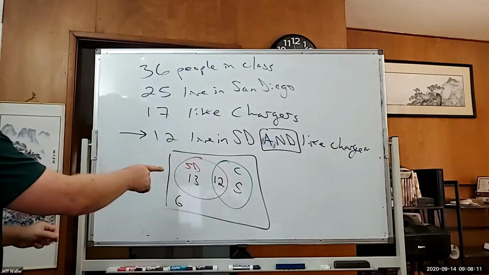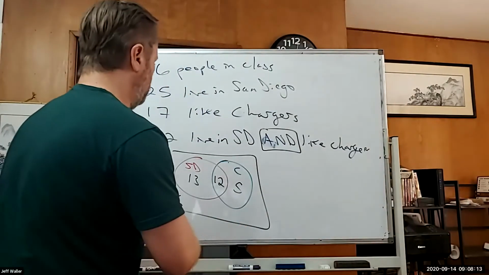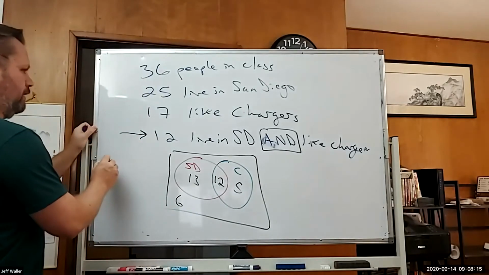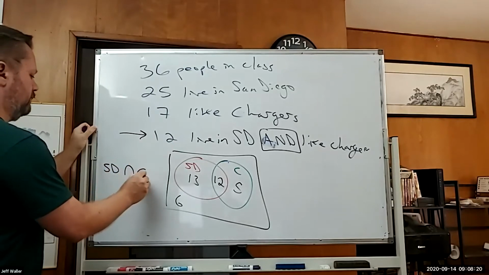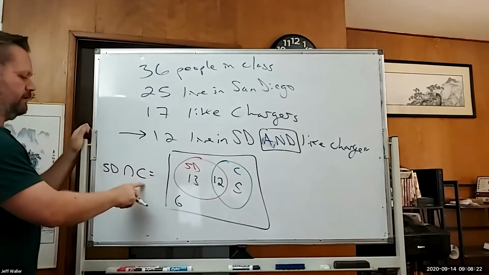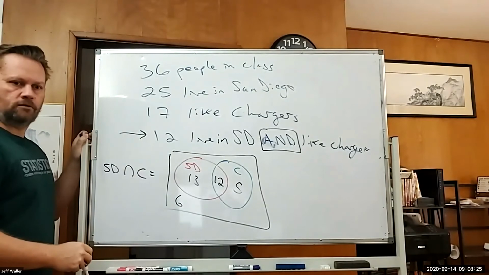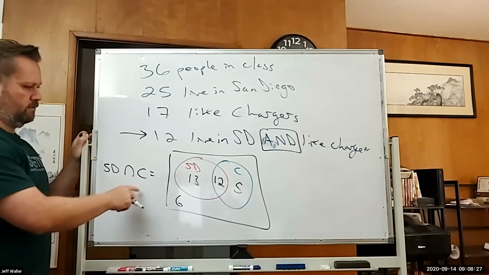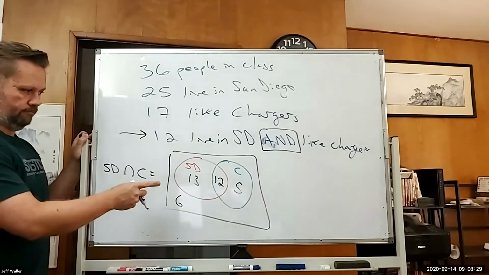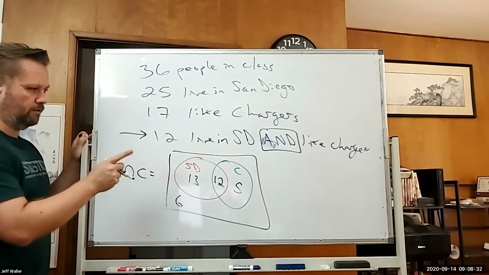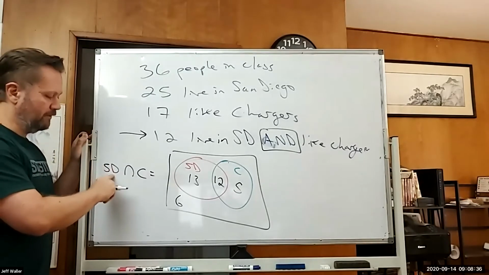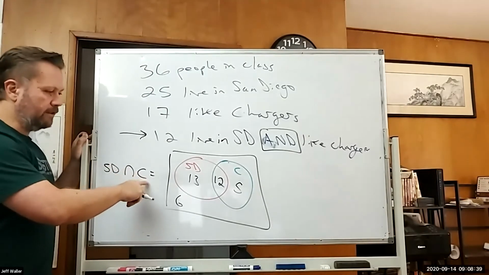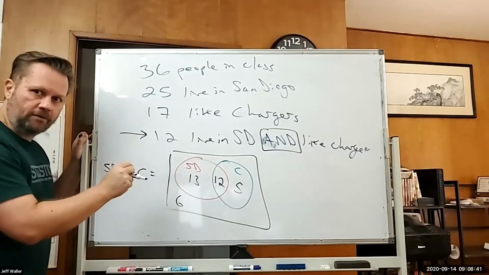While I'm up here, what have I said? How many people are SD and C? Twelve. They have to live in San Diego and like the Chargers. They have to do both. Twelve.